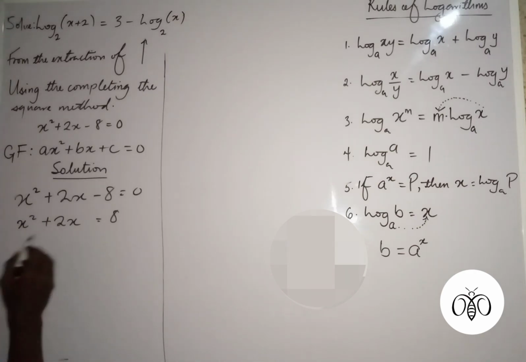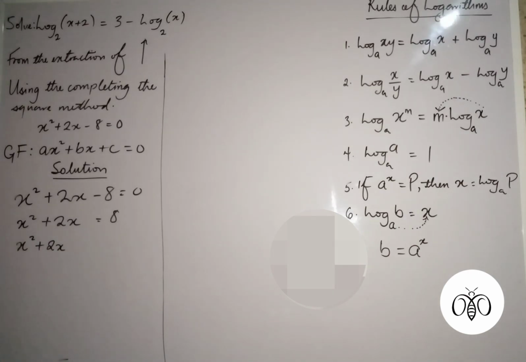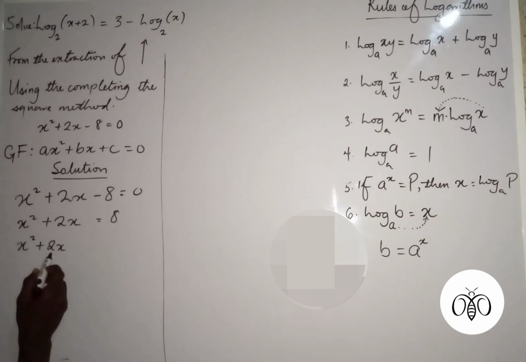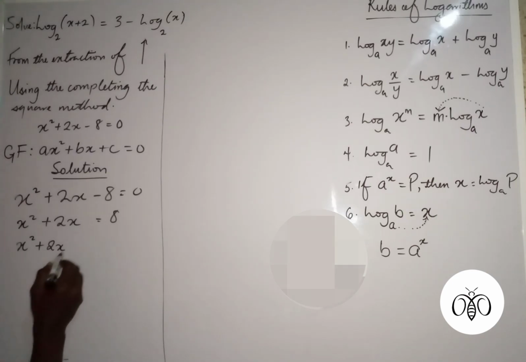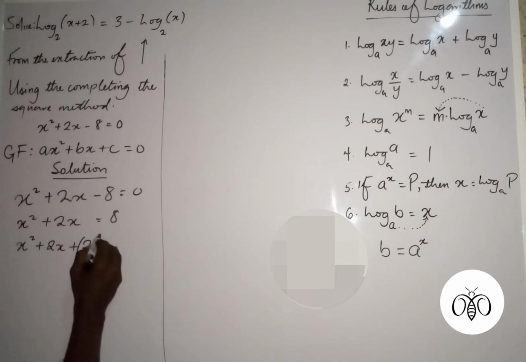Okay, now let's follow. We have x raised to the power 2 plus 2x. So how can I write this expression using the completing the square method? It has been proved that anytime we want to make a quadratic expression a perfect square, we need to take the b term here, in any general expression. So we take this 2, divide it by 2, then we square it.